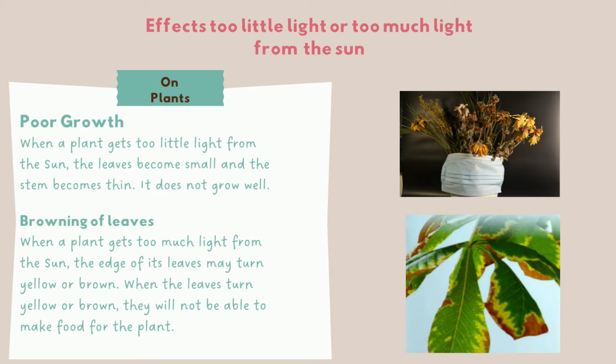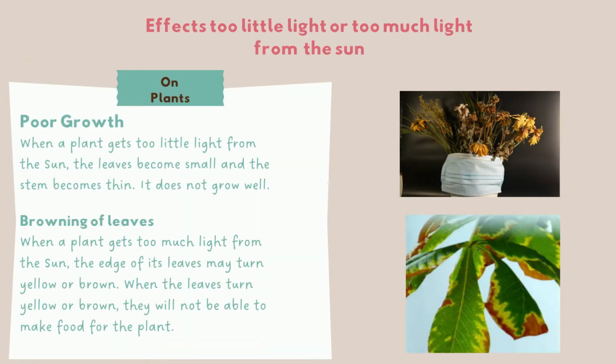And also, when a plant gets too much light from the sun, the edge of its leaves may turn yellow or brown. When the leaves turn yellow or brown, they will not be able to make food for the plant. So damaged leaves of a plant under too strong sunlight can be yellow or brown.